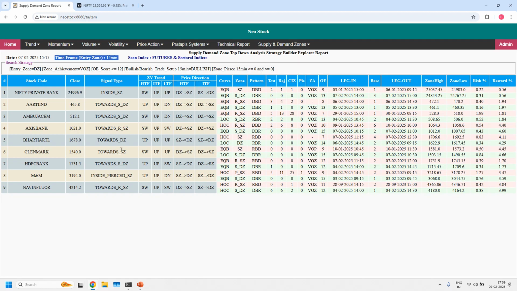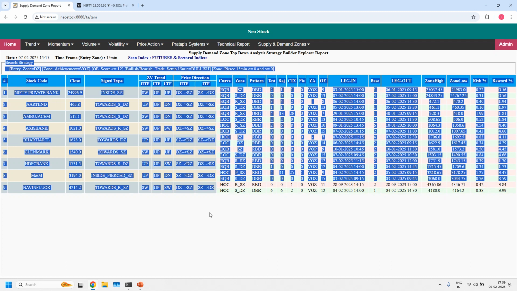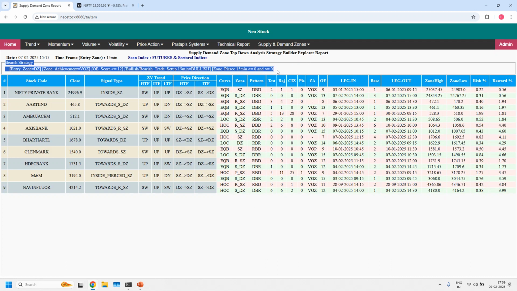Sometimes you may make mistakes. To check your mistakes, look into the search strategy. What is the search strategy saying? Entry time frame is 15 minutes. That is what we selected, right? And the entry zone is demand zone. That is what we selected, right? And what is it saying? Zone achievement should be violated opposing zone, VOZ. And this VOZ should be applied to the 15 minutes demand zone.